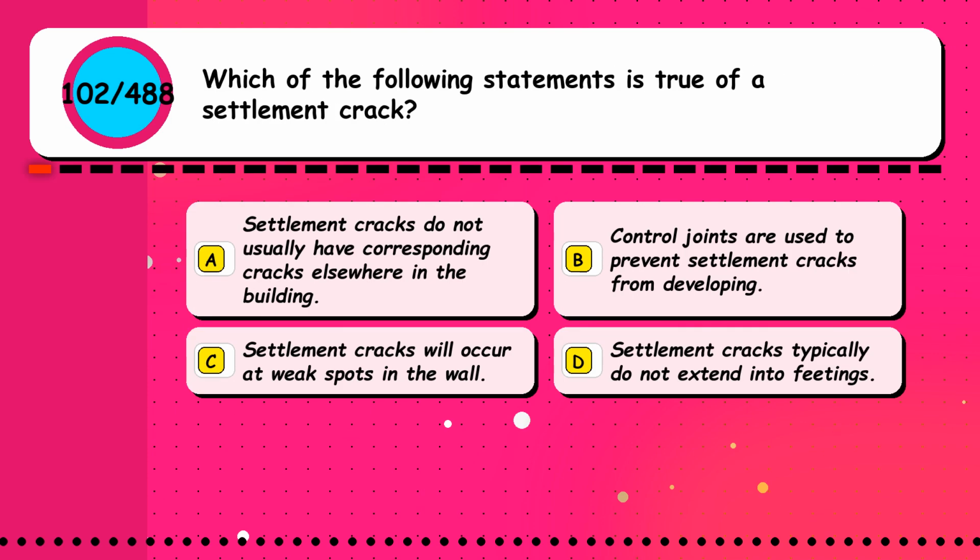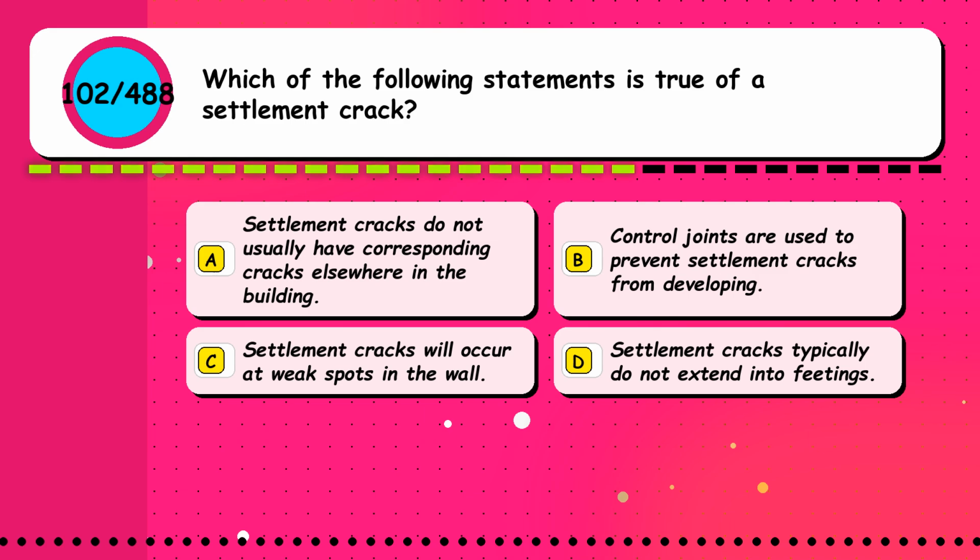Question 102. Which of the following statements is true of a settlement crack? Option A. Settlement cracks do not usually have corresponding cracks elsewhere in the building. Option B. Control joints are used to prevent settlement cracks from developing. Option C. Settlement cracks will occur at weak spots in the wall. Option D. Settlement cracks typically do not extend into footings.